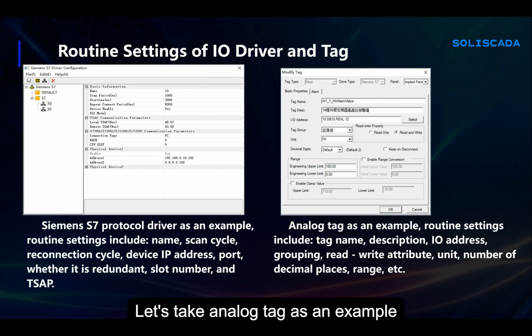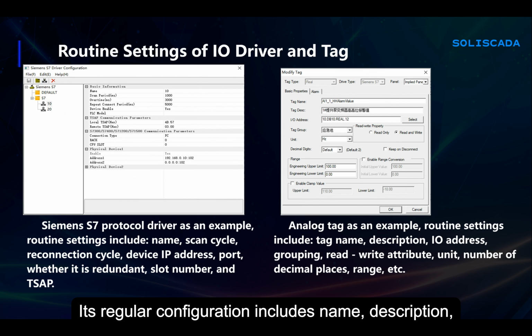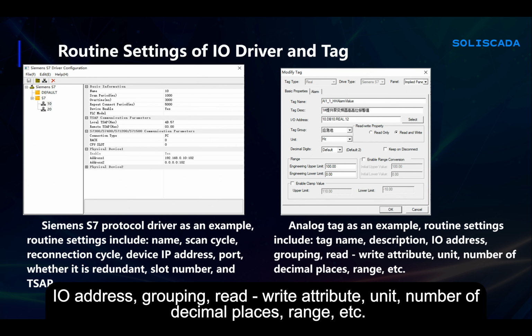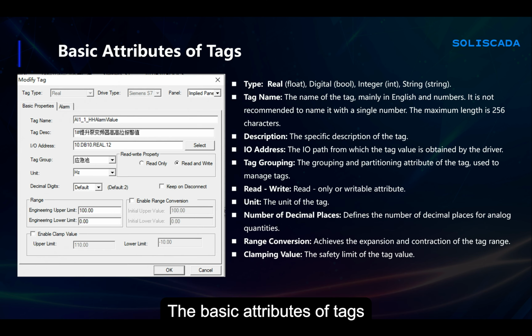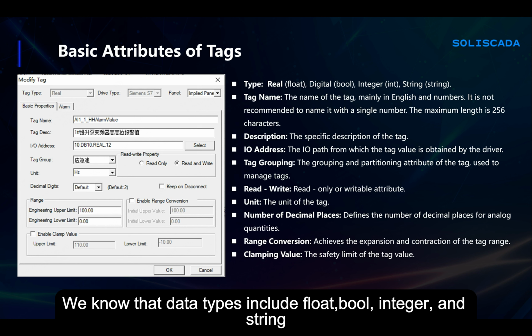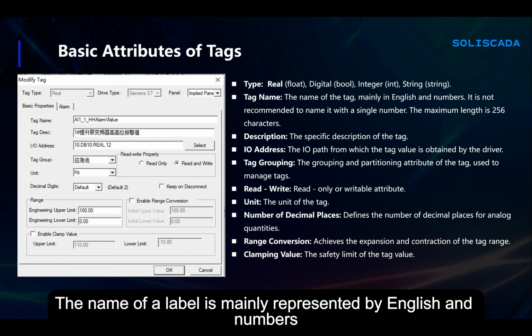Let's take analog tag as an example. Its regular configuration includes name, description, I/O address, grouping, read-write attribute, unit, number of decimal places, range, etc. The basic attributes of tags. We know that data types include float, bool, integer, and string. The name of a label is mainly represented by English and numbers.